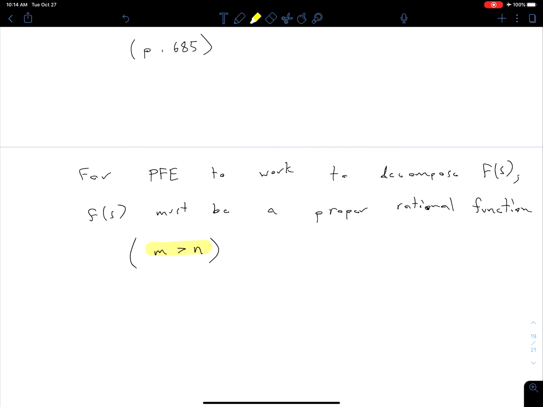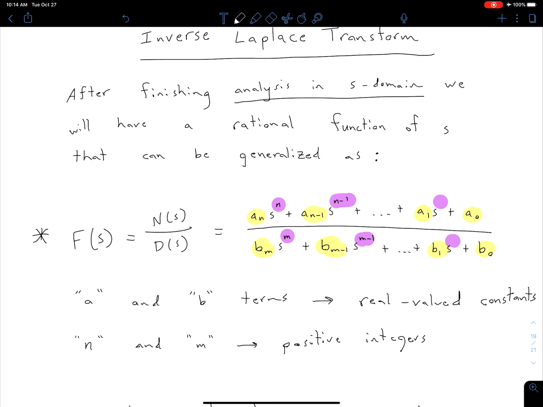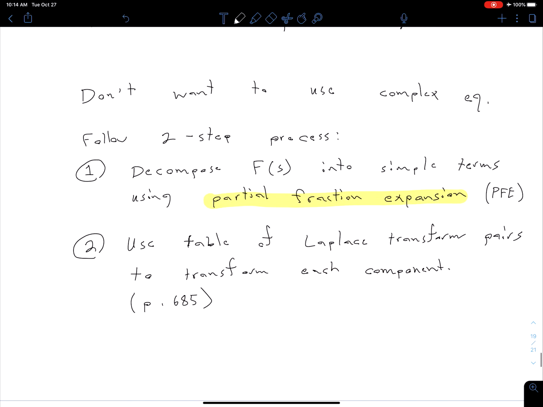There's going to be a supplemental video that you can watch to see how we deal with the case if we do not have a proper rational function. And it's pretty simple. We basically just have to do long division with our function f of s. But the main thing to take away from this video, and we're going to focus on this more in later videos, is this two-step process of partial fraction expansion to decompose our general equation and then using Laplace transform pairs to get back to our time domain solution.